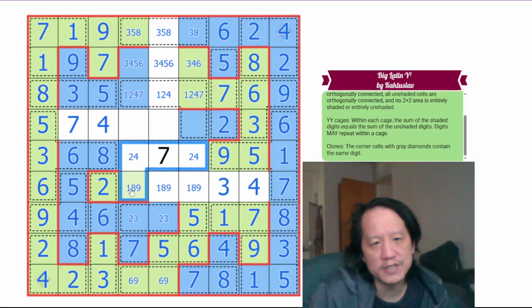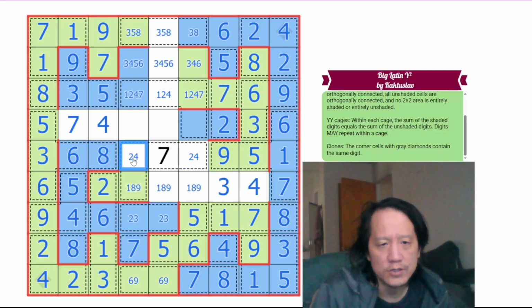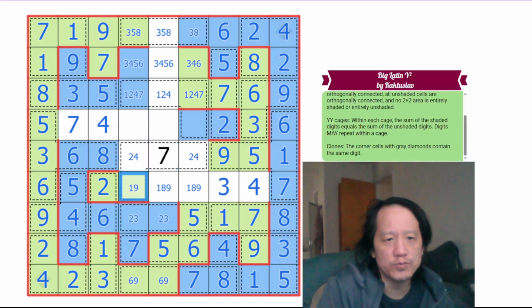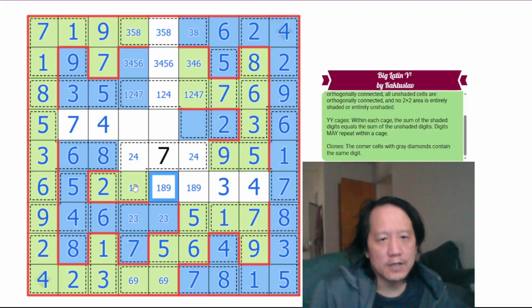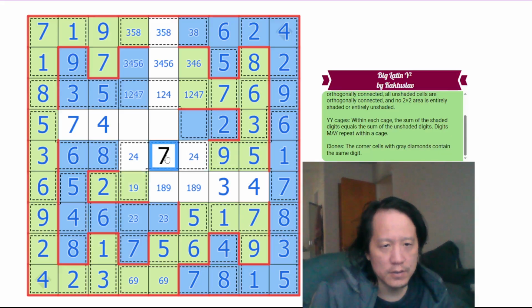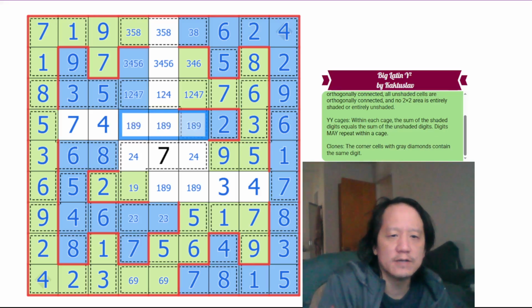Again, this must add up to an even number. 2 and 4 are even, 7's odd, so therefore this must be odd. So this is 1 or 9. It could be 1, 2, 4 adding up to 7. Or it's 2, 9 adding up to 4 and 7. Remaining digits in row 4 are 1, 8, and 9.